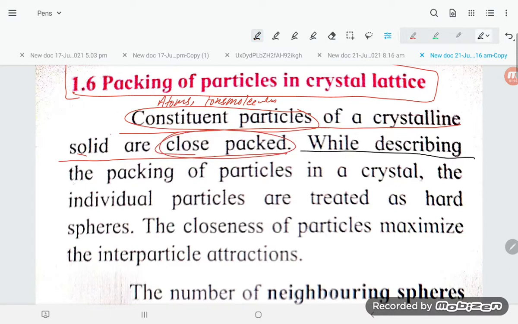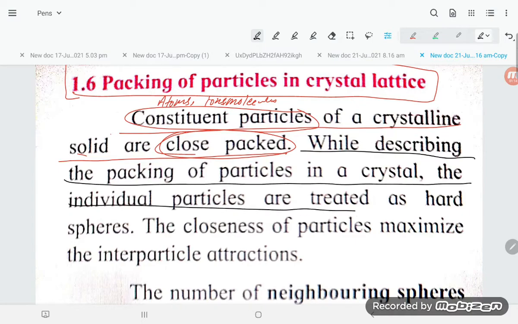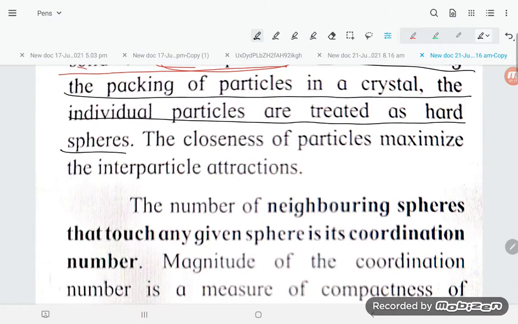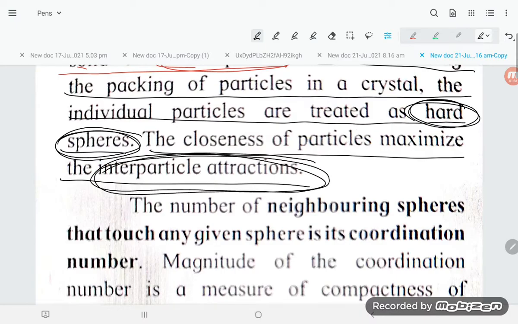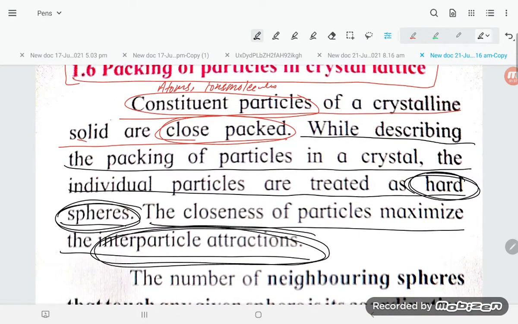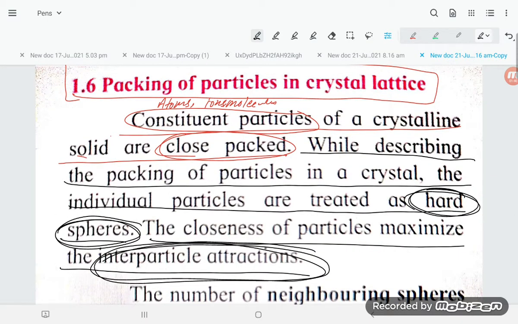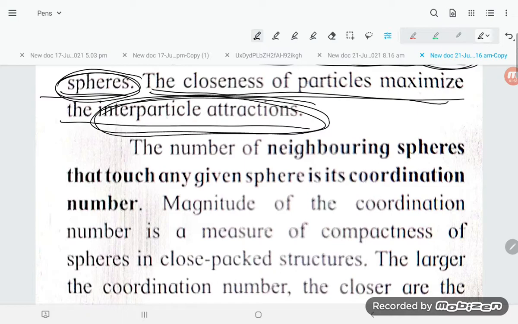Now, while describing the packing of particles in the crystal, the individual particles are treated as hard spheres. So where atoms or individual particles or ions are there, they are treated as hard spheres, meaning spherical. The closeness of particles maximizes the interparticle attraction. So why are they closed? Because of the interparticle attractions, that you have to keep in mind, students. So the first point: constituent particles of a crystalline solid are closely packed; individual particles are treated as hard spheres; and lastly, the closeness of particles maximizes the interparticle attraction.